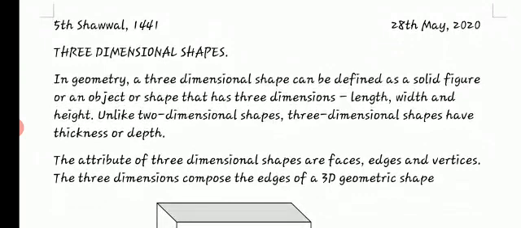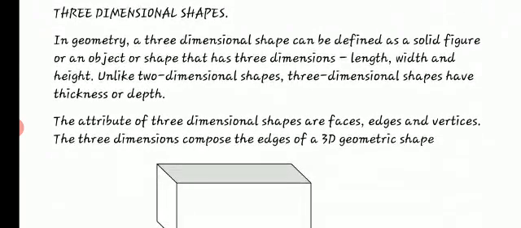For example, when you hold a stick now, that's what we call thickness. When you have a cup, that is the depth, the inside of that cup. The attributes of three-dimensional shapes are faces, edges, and vertices. That is, when you see a three-dimensional shape, it will have faces, you will see edges there, and you see vertices there, as the case may be. It's not in all cases that we have a vertex there.